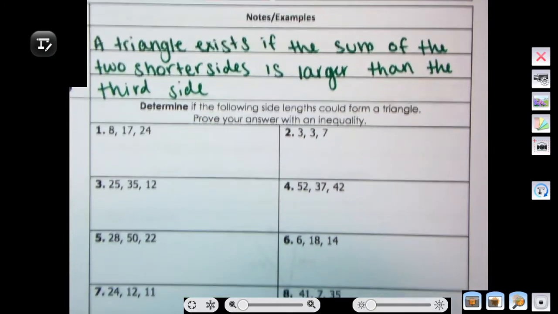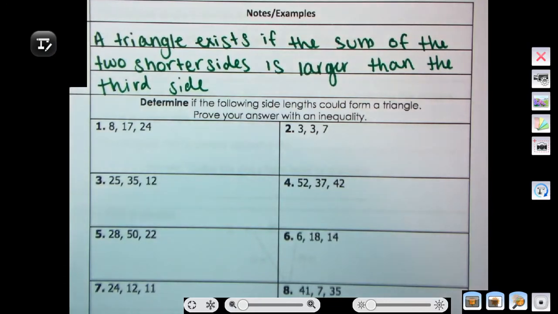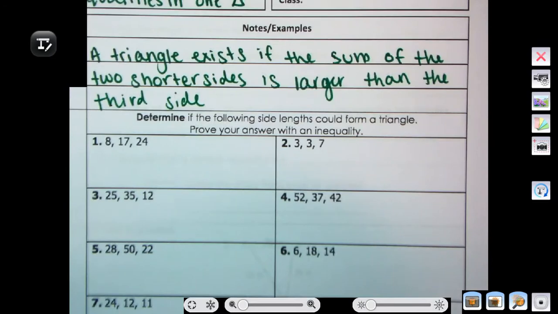So basically, that is now a fact for you to know, and then you can determine if any three given side lengths could form a triangle, and then we'll prove our answer with an inequality. That's what we're going to be doing with these problems right here. So I will test out a couple. It's super easy to check, just some simple addition, and then you can check some too.